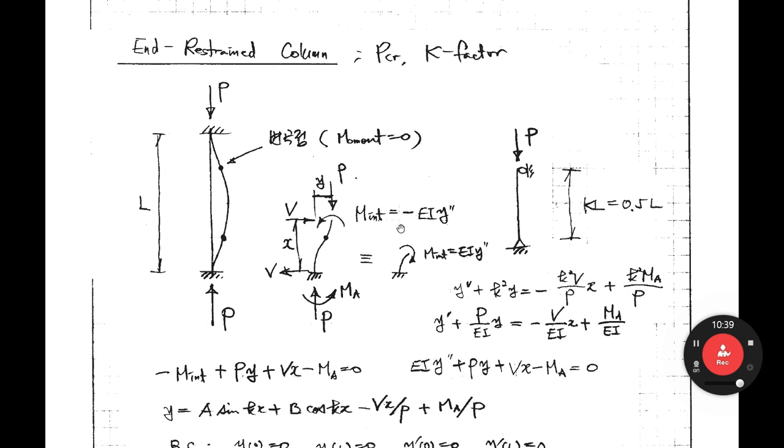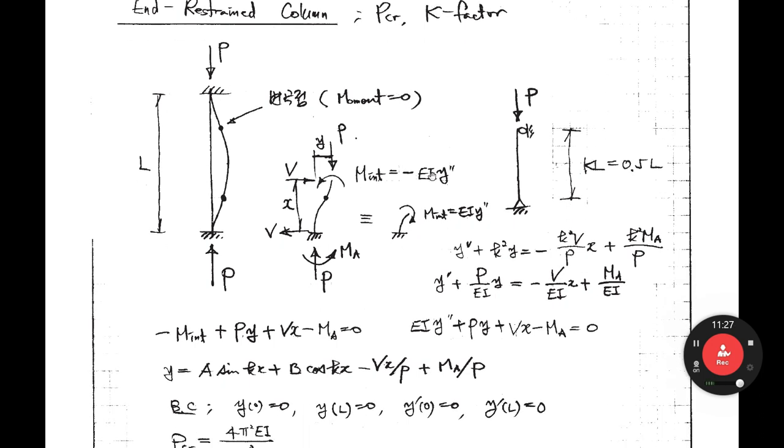So M internal equals minus EI y double prime. If you consider the free body diagram up to here, then draw it like that. Then the internal moment equals EI y double prime, because as x increases, the slope increases. So plus EI y double prime. And then the internal moment M direction should be clockwise in order to make this right-hand deflection, right?